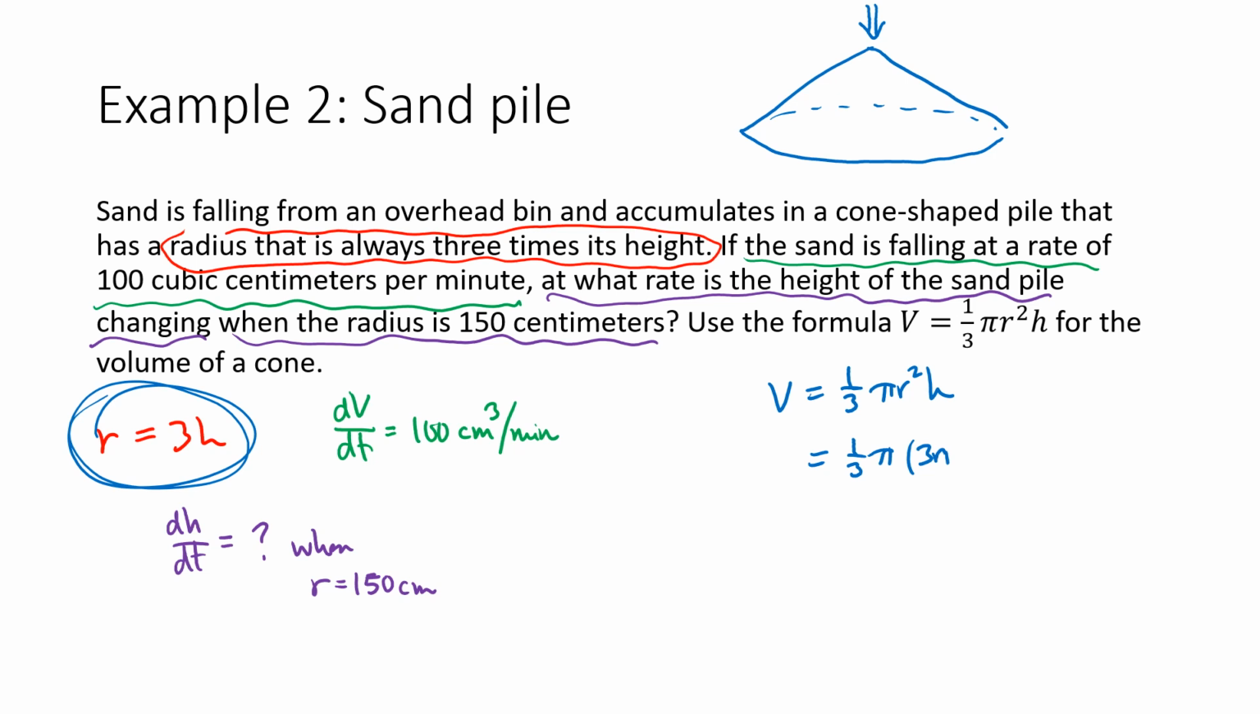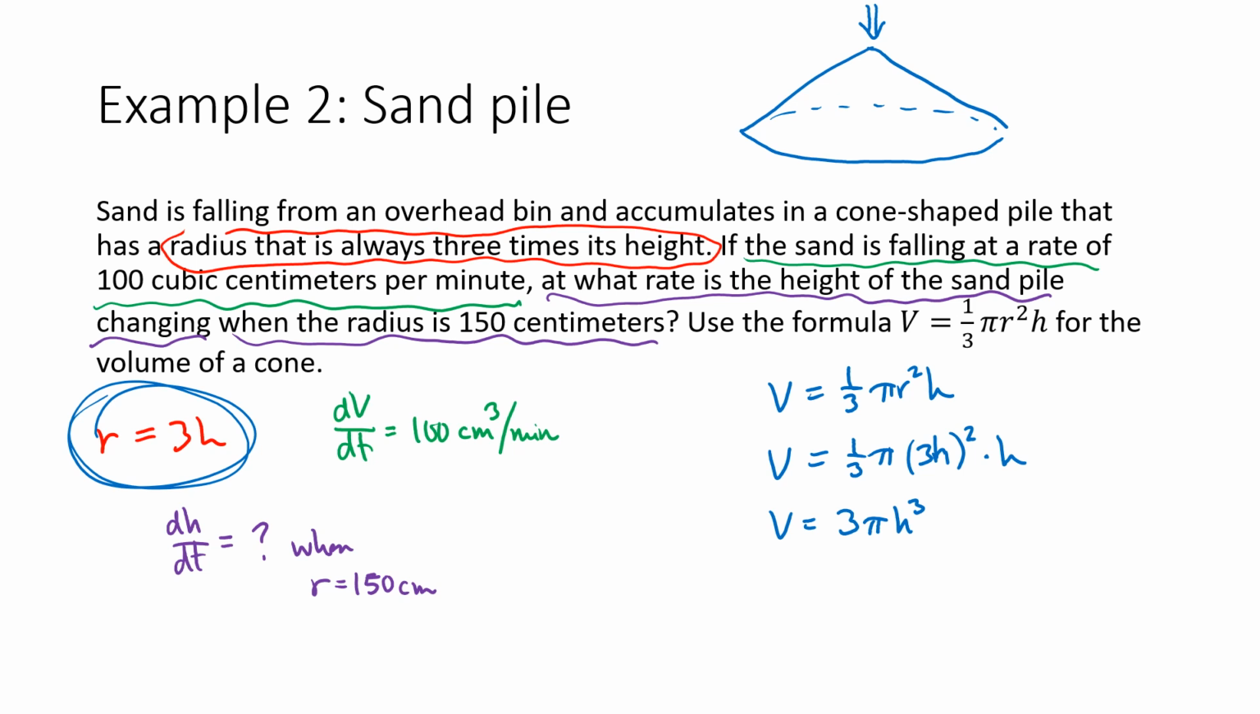So instead of r there, I've got 3h. So I've got 3h squared. And then when I multiply that out, 3 squared is 9. 9 times a third is 3. So I get 3 pi. H squared times h, that's going to be h cubed. So just doing a little bit of algebra there.